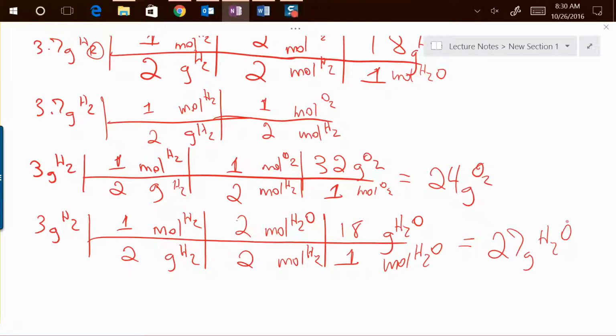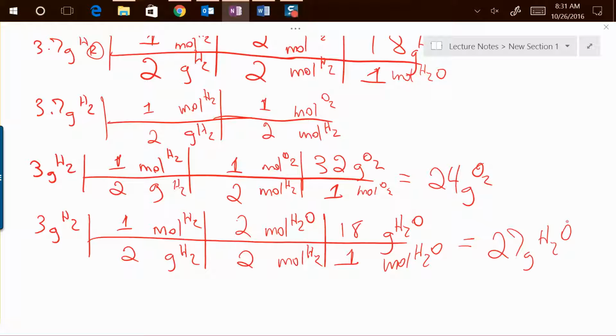How many grams of oxygen were not used? Just 1 gram, right? So 24 grams of the oxygen was used. There's 1 gram of oxygen left over. Because we used 24 grams, I can take 25 minus 24, and that's going to tell me how many grams of oxygen are left. Okay? So this is a theoretical yield.